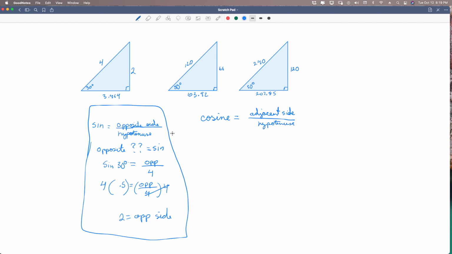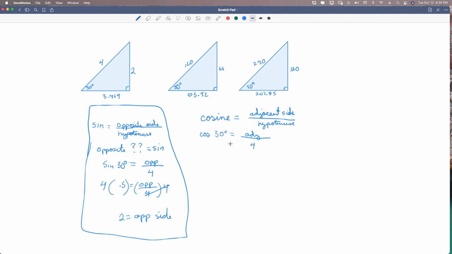All right, I'm going to go back to the same triangle. The adjacent side is the other side of the triangle that's not the hypotenuse that helps make up the angle that we have the measurement for. So in this case, it's 30 degrees. So the cosine of 30 degrees would equal the adjacent side, which I just usually write ADJ, and we know the hypotenuse is 4. Right?